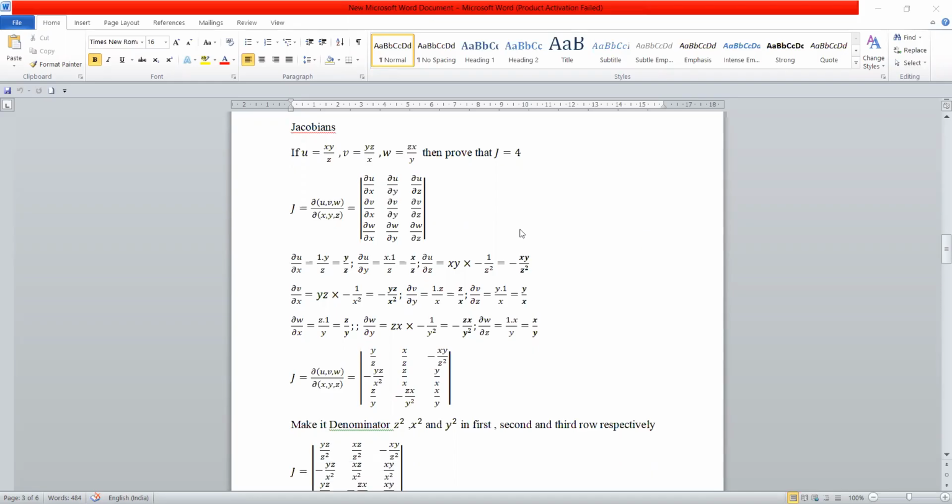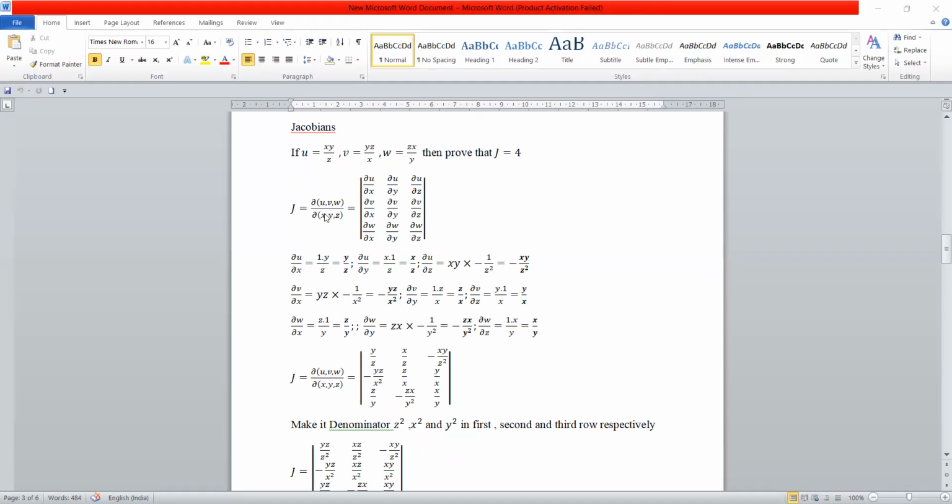So I'm taking an example. If u is equal to xy by z and v is equal to yz by x, w is equal to zx by y, then prove that J is equal to 4. Here J means Jacobian. How to define Jacobian? J is equal to del of (u, v, w) by del of (x, y, z).